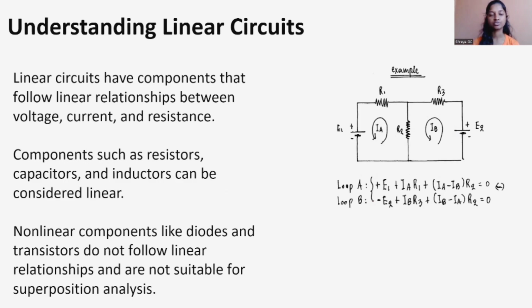Understanding linear circuits. Linear circuits have components that follow a linear relationship between voltage, current, and resistance. Components such as resistors, capacitors, and inductors can be considered linear. Nonlinear components like diodes and transistors do not follow a linear relationship and are not suitable for superposition analysis.